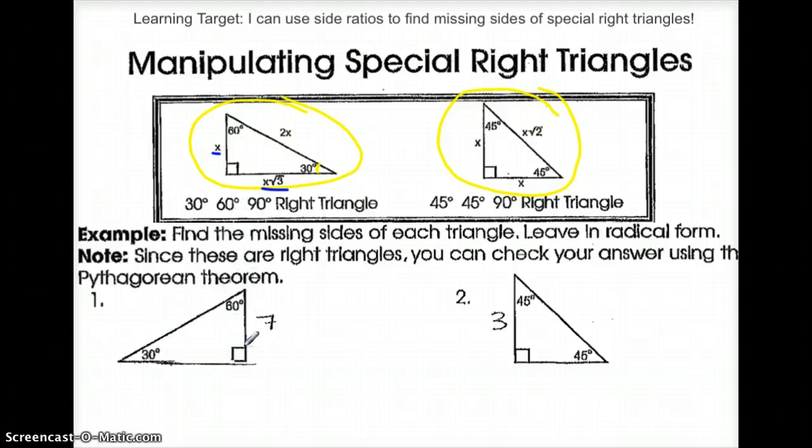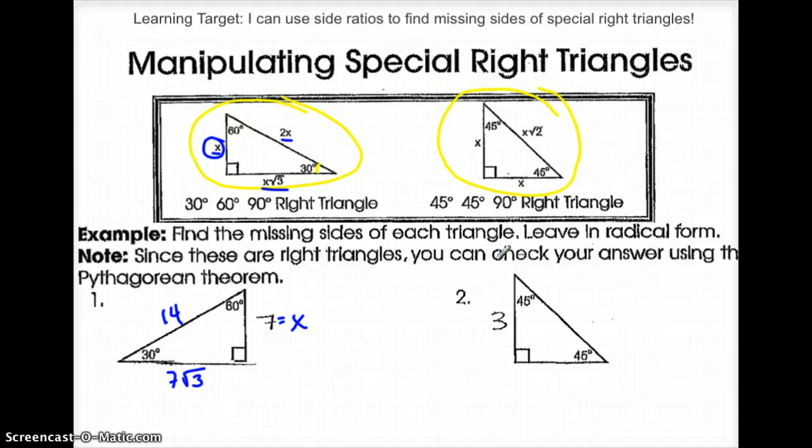So let me show you how that works since we haven't done a 30-60-90 yet. The side that I'm given here in picture 1 is the side that's opposite of 30, which is equivalent to this side. So that means x is 7. So this is an easy one. I know x. I don't have to solve for it. I'm just going to plug in 7 for my x. So in the long side, it's supposed to be x radical 3, but I know that x is 7, so it's simply going to be 7 radical 3. The hypotenuse is twice of x, so since x is 7, double 7, my hypotenuse is 14, and that's it. That's all I'm looking for.